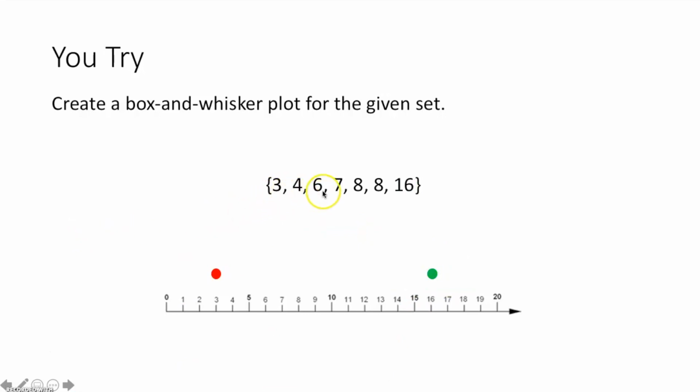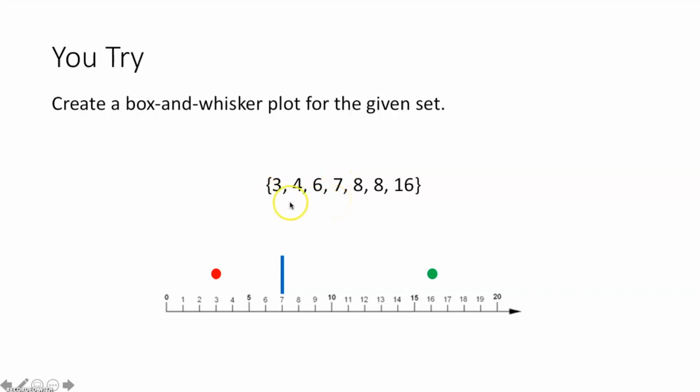So we have 1, 2, 3, 4, 5, 6, 7 data points, which means we will have a middle number. Our median is 7. So at 7, we put a vertical line. That's our median, aka our second quartile. That's going to be in the box. Next, our first quartile. Now to figure out your first quartile, you look at the first half of the data. Anytime you have a median, we ignore that when we're looking at the first and third quartile. Like here, your median is 7.